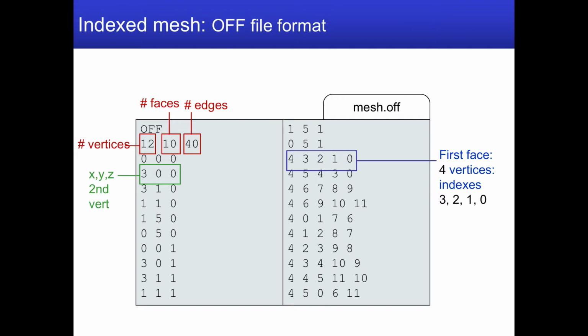So the last entry with 3 numbers is the coordinate of the last vertex, and then you start with the faces, right? The first number is the number of vertices, and then you have the indices of the vertices. Of course, in this case, the first vertex is referenced at index 0. This is not the case for OBJ, but you don't have to develop this. You just have to know how these things are stored.